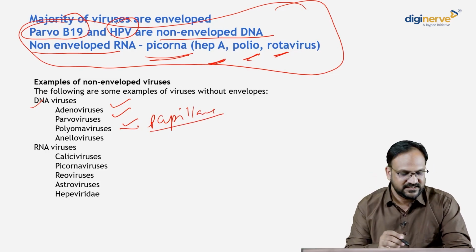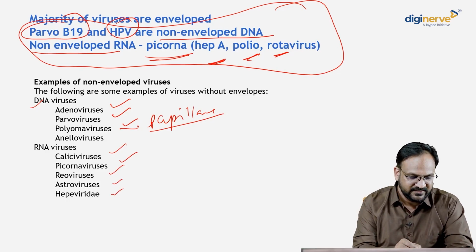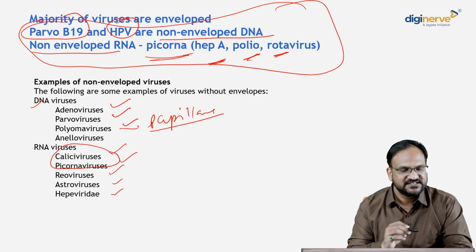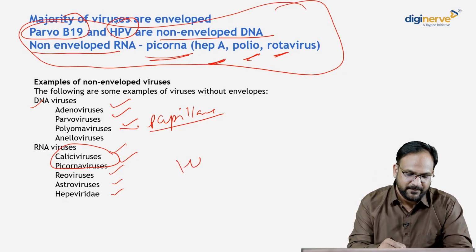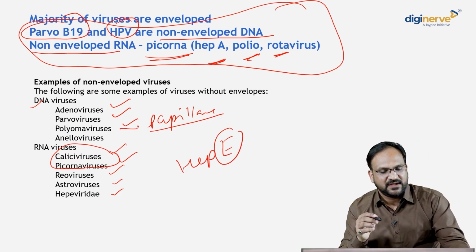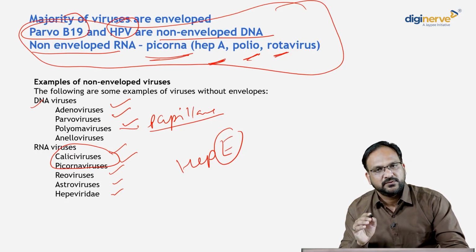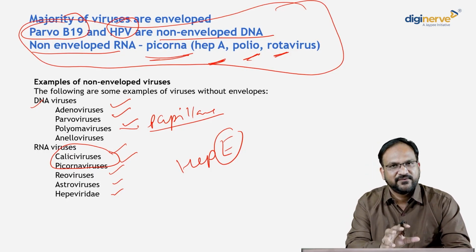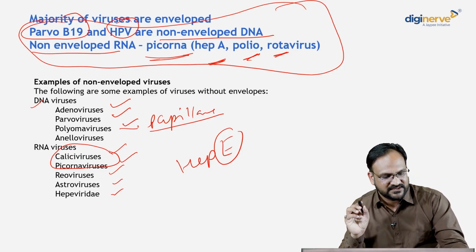Then RNA viruses are calci, picorna, reo, astro and hepeviridae, in which calci and the picorna viruses are important. Calcivirus we know is the hepatitis E virus, and picorna includes the hepatitis A virus, polio and the rotavirus. So you remember the names of these 5-6 viruses, that they are non-enveloped. Remaining all are the enveloped viruses.